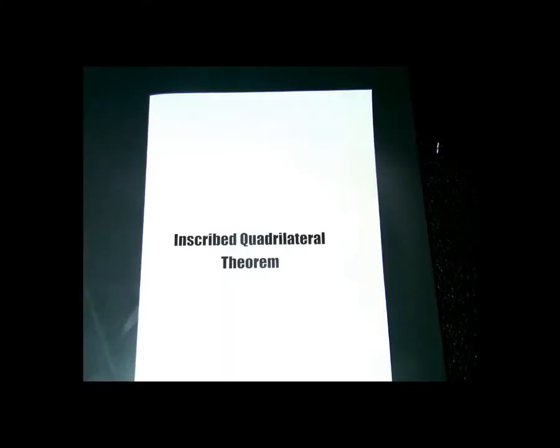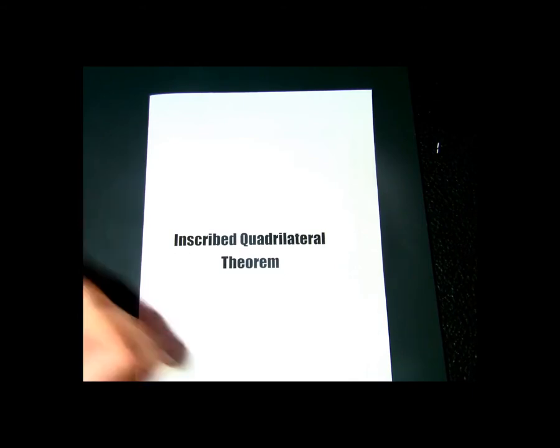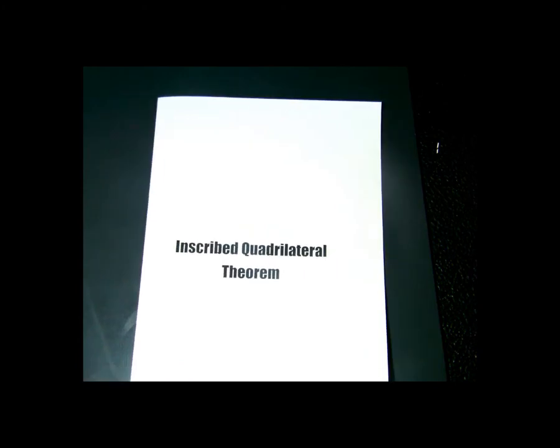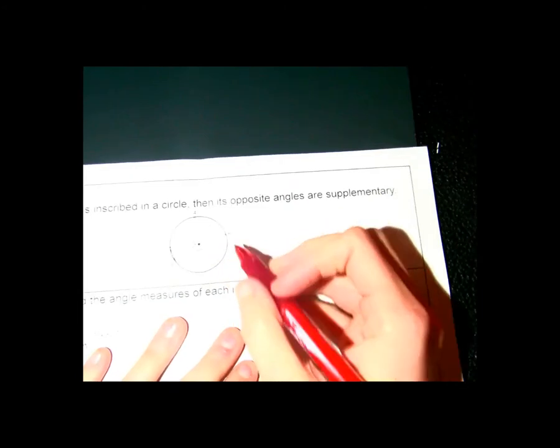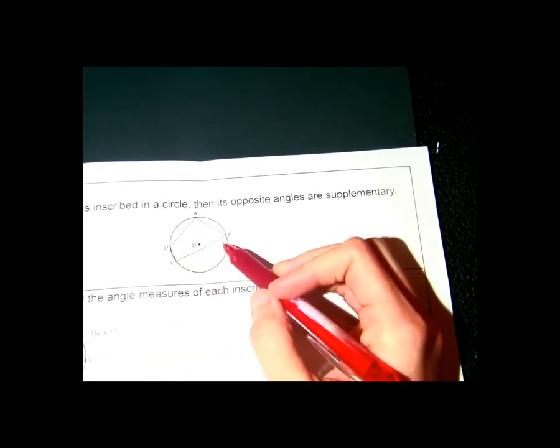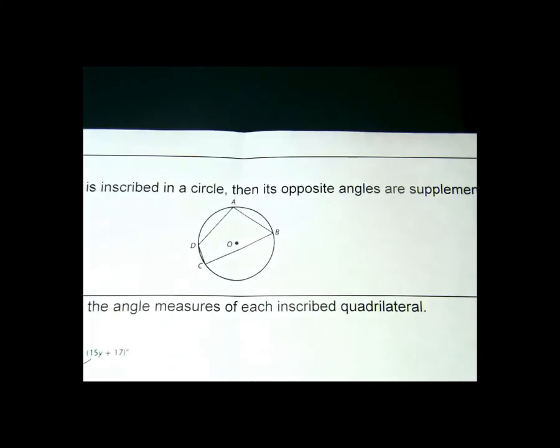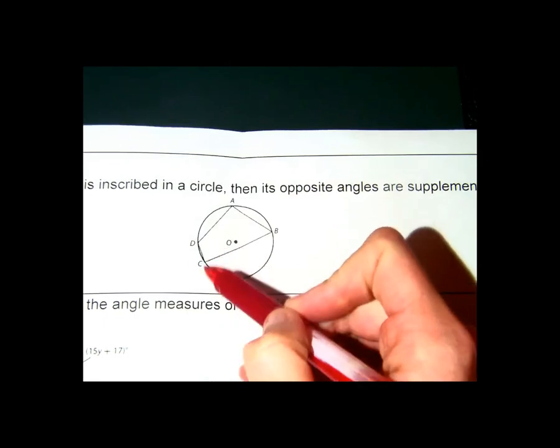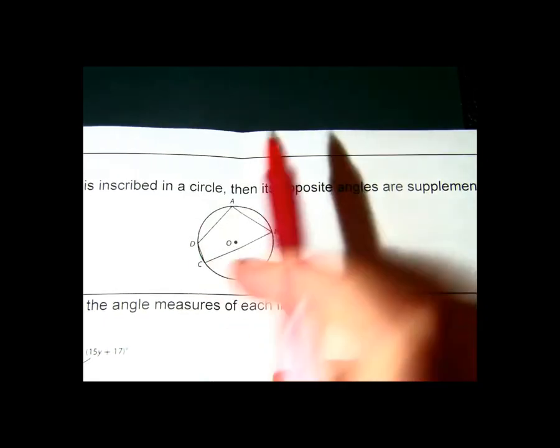Unlike yesterday, you only have one theorem to worry about today, and that's the inscribed quadrilateral theorem. The inscribed quadrilateral theorem is kind of what it sounds like. An inscribed angle yesterday was an angle that touched. Well, an inscribed quadrilateral is a quadrilateral that touches all four places, all four vertices of the quadrilateral on the circle edge. So here's the four that touch.